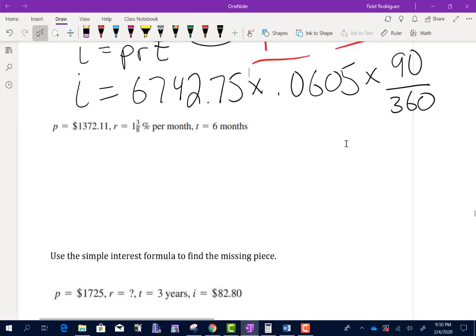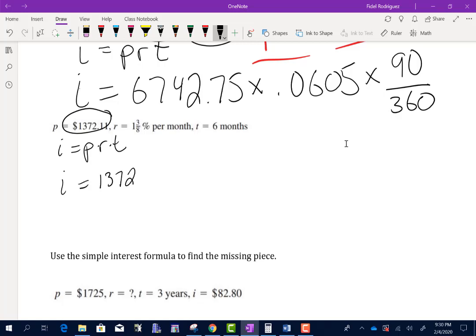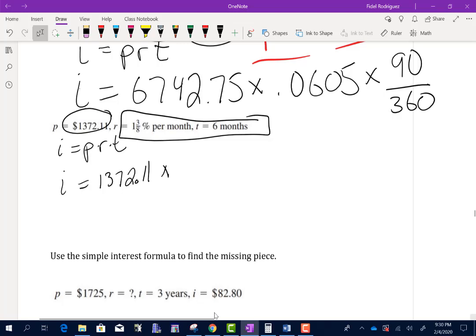Okay, let's try the next one. I equals P times R times T. Okay. Here's my P. $1,372 and 11 cents. Okay, I want you to notice something here. My interest is given to me in months, and so is my time. Okay, if my interest is given to me in months and so is my time, I don't need to do anything here in terms of changing my problem.